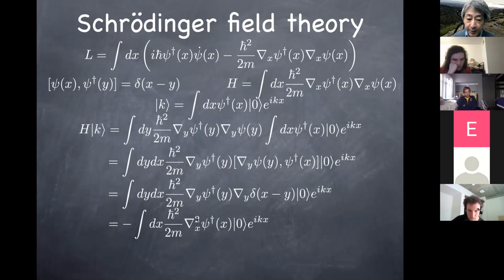Finally, I do integration by parts two more times, so that the two derivatives on ψ† now act on e^{ikx}. The derivative with respect to x pulls out ik from the exponent, so I get (ik)² times a minus sign. That leads to ħ²k²/2m. And the rest of the expression is nothing but the state |k⟩.